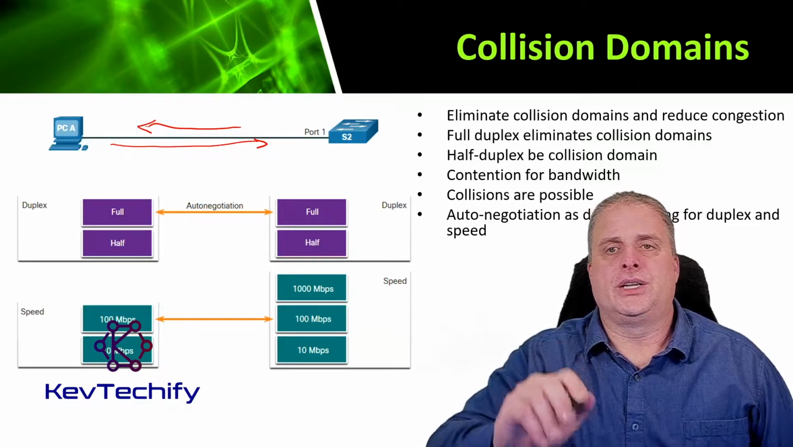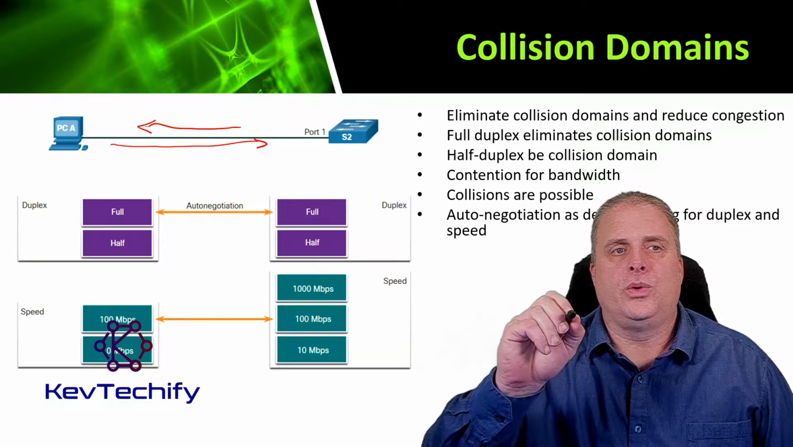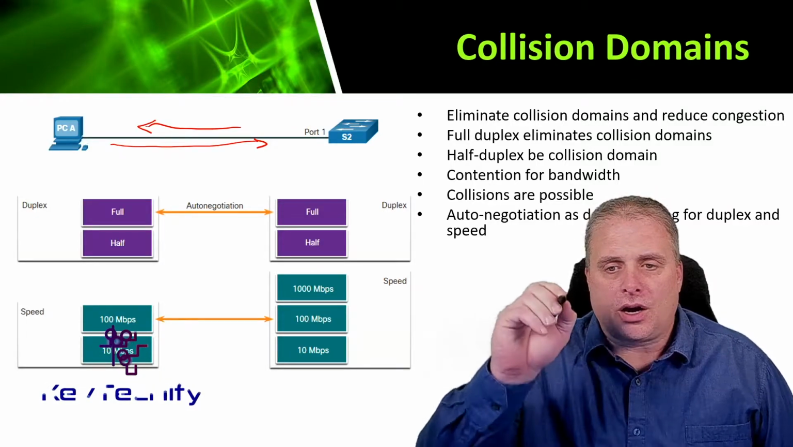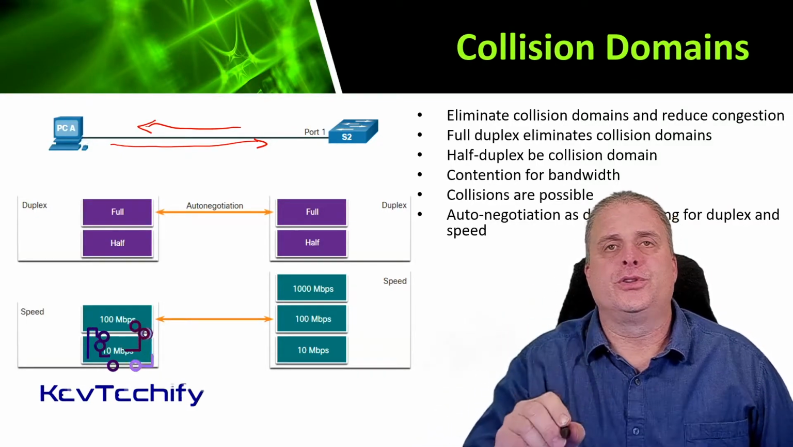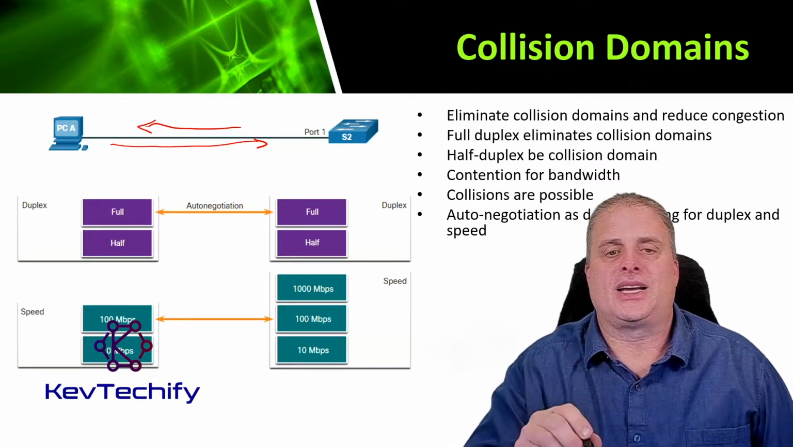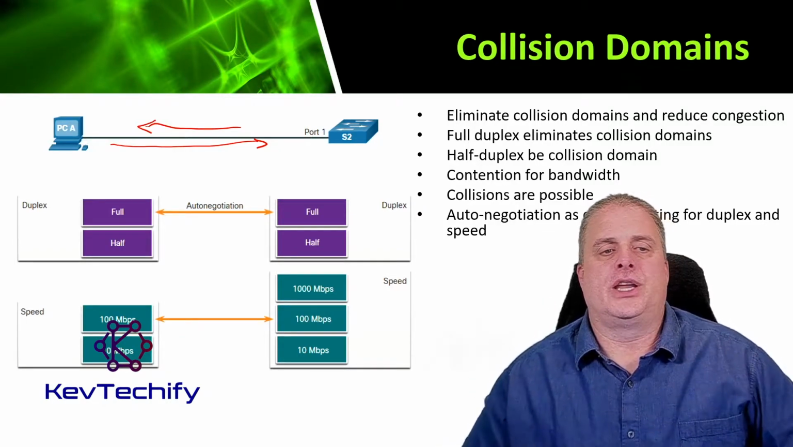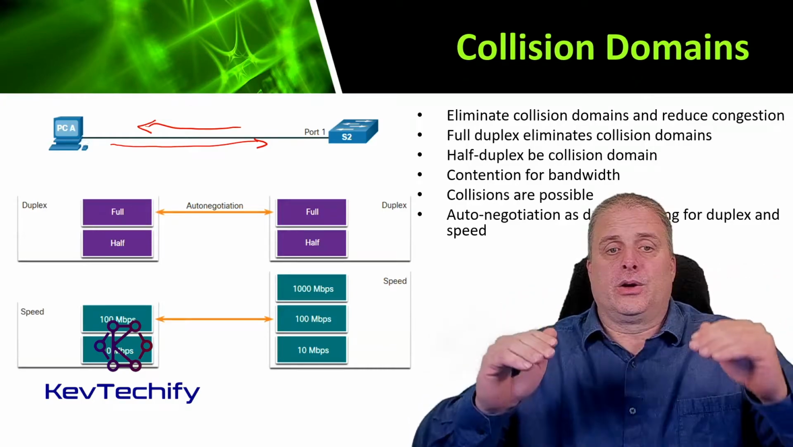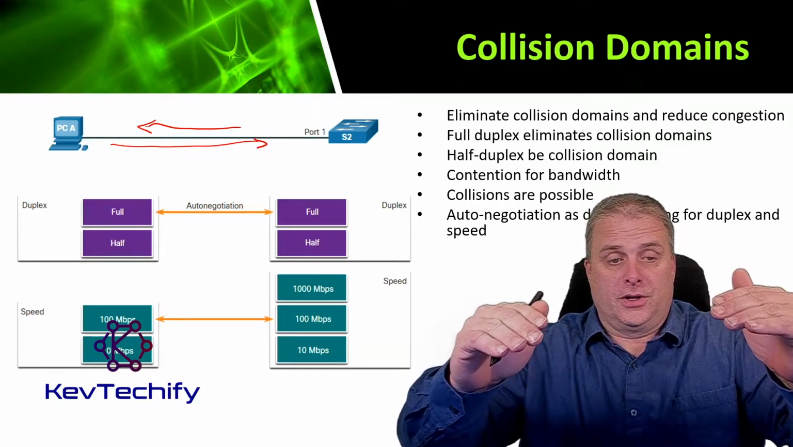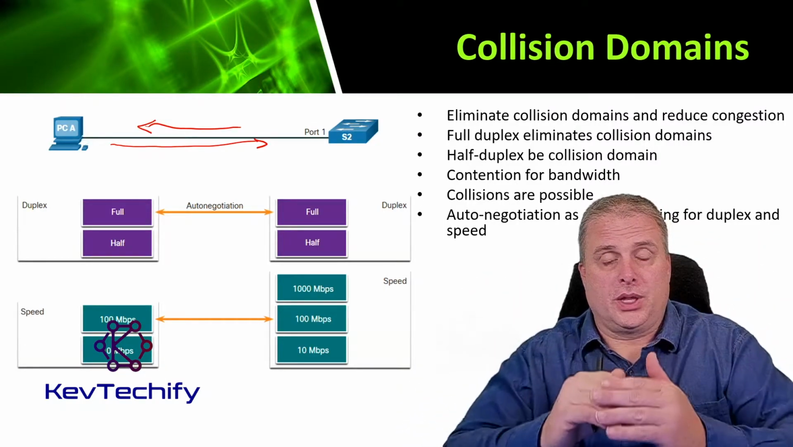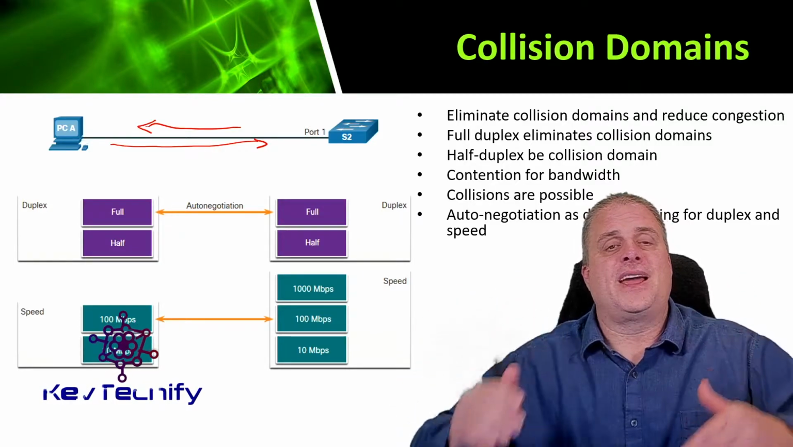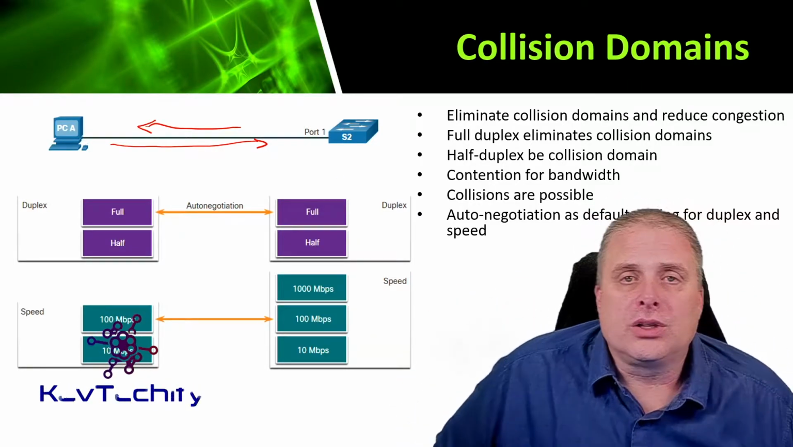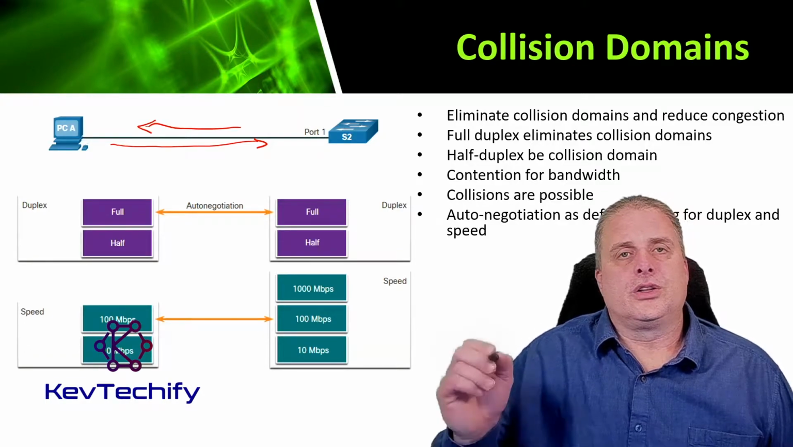Auto negotiation is one way that we try to eliminate collision domains. Auto negotiation tries to get full duplex and the fastest speed possible. It will negotiate those connections. It will try to negotiate full duplex first and then down to half duplex, and then it'll try to give you the fastest speed possible. Now, a collision domain is where a collision can happen.